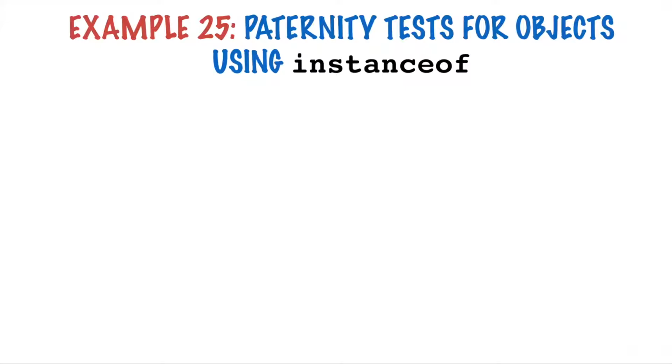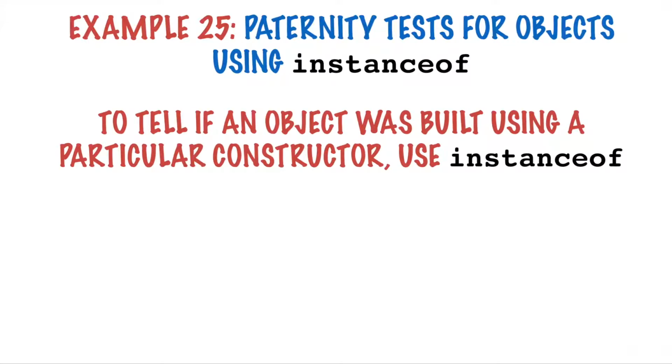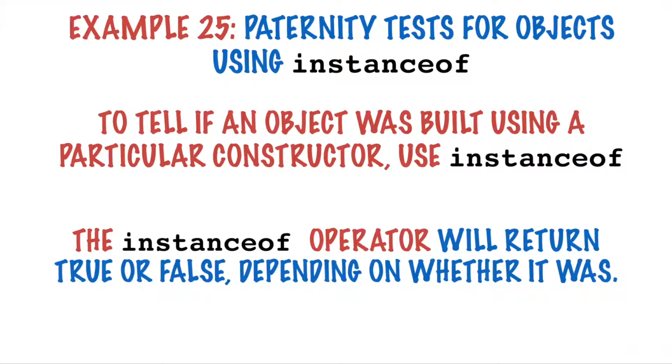instanceof is a way to figure out how this object got constructed. What kind of object is it? It's a true paternity test. So if you want to tell if an object was built using a particular constructor, you will use instanceof. We've spoken about object constructors and we've seen an example of the Rectangle constructor. If you want to know what constructor was used to build this object, you'd use instanceof.